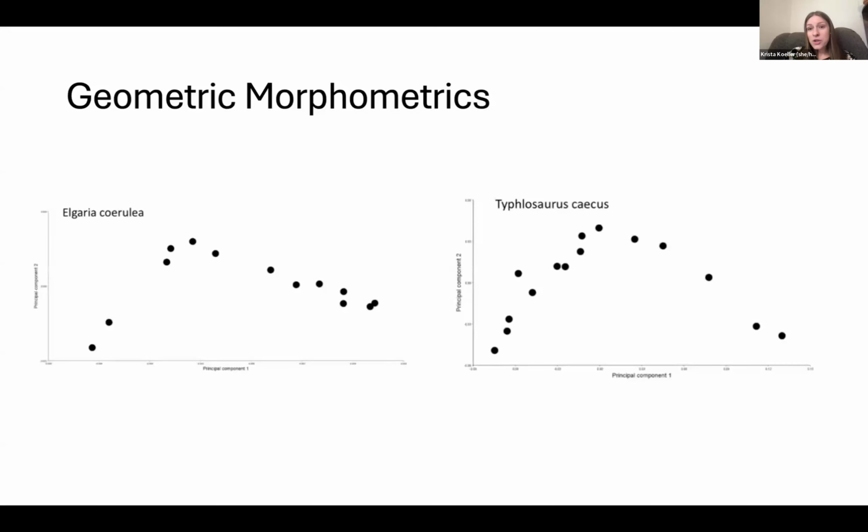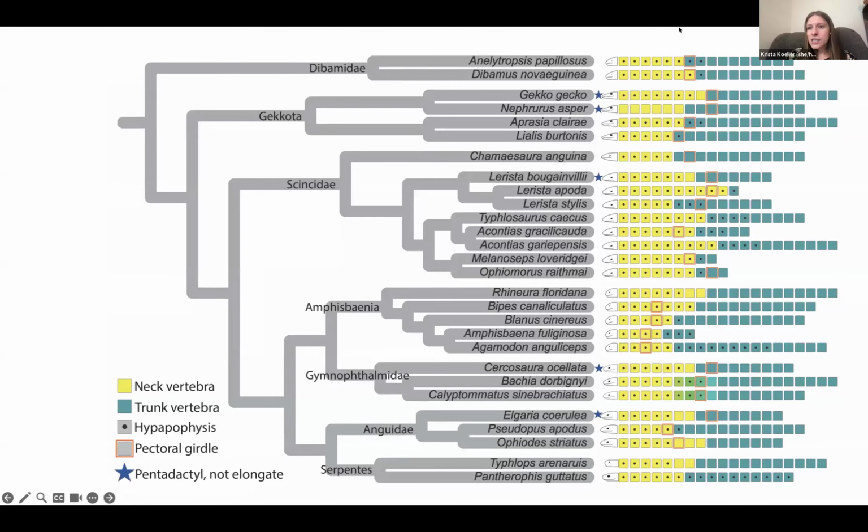Now, pretty much all of my plots looked like this, where we have a sort of upside down V shape, where we have the neck vertebrae on one side of the angle and the trunk vertebrae on the other. And pretty much all of them looked like this. So we could tell that there was a distinct shift. And here is the summary of my results.